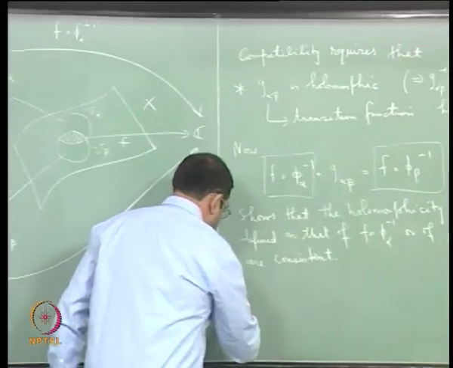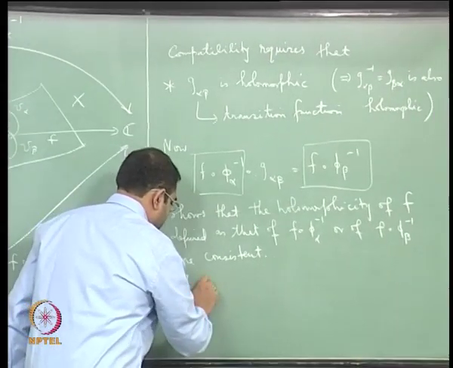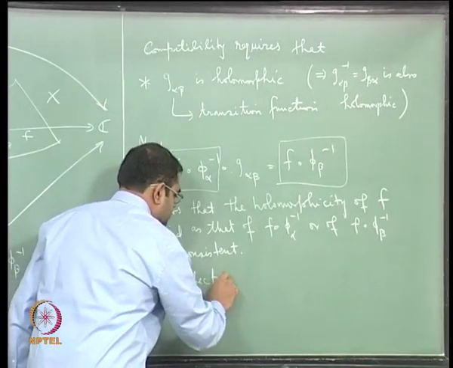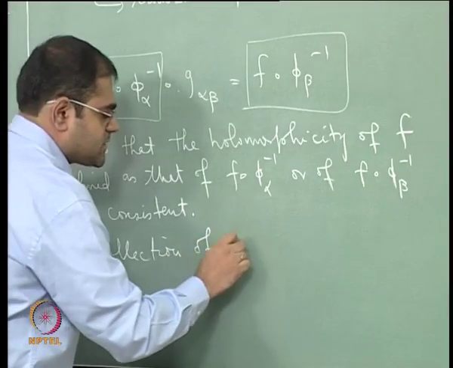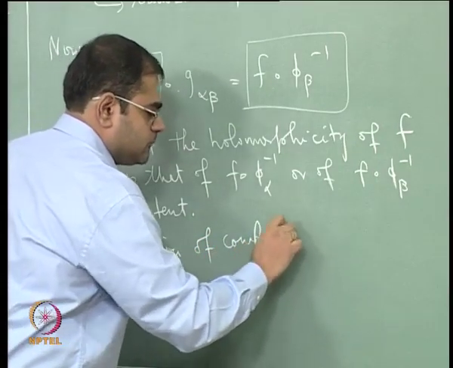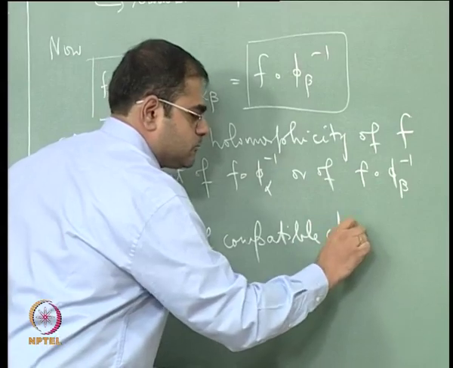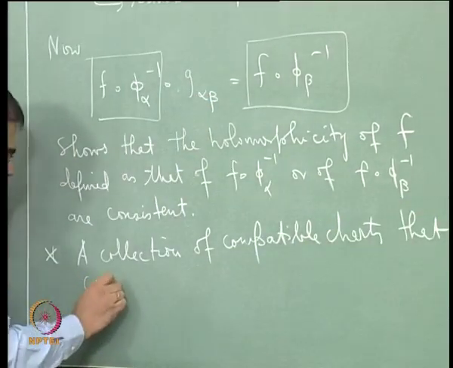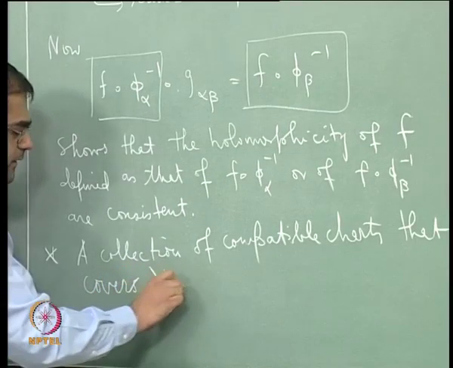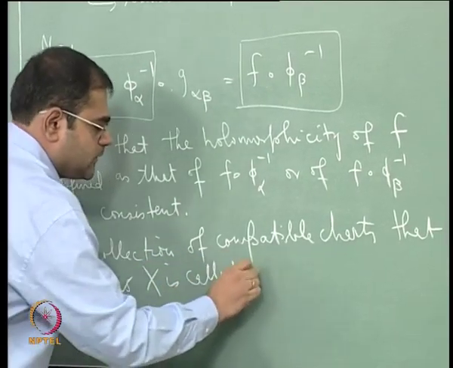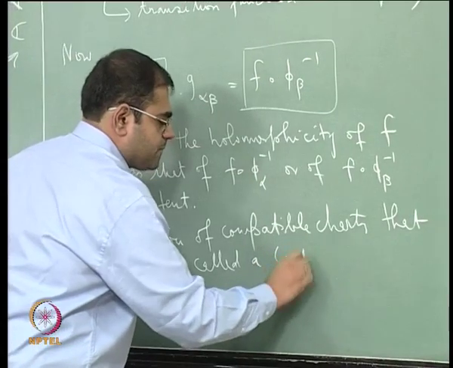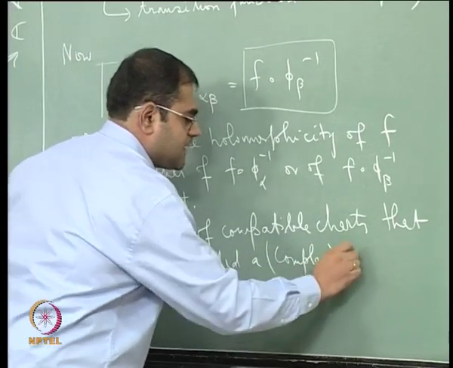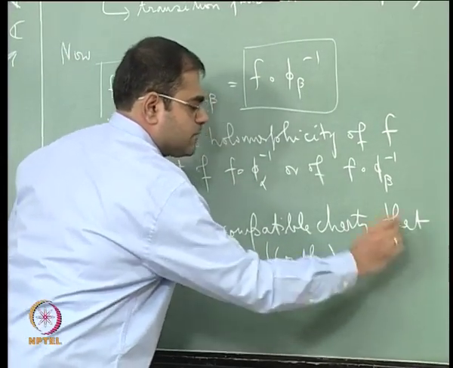So a collection of compatible charts that covers X is called a complex atlas for X.